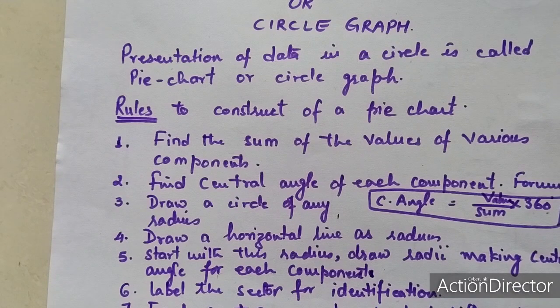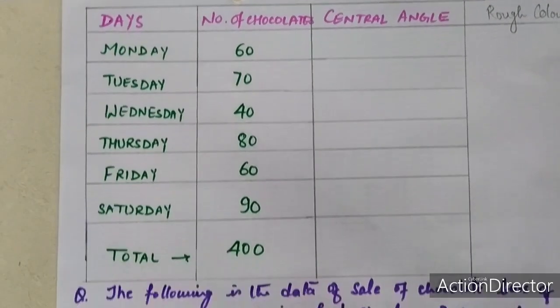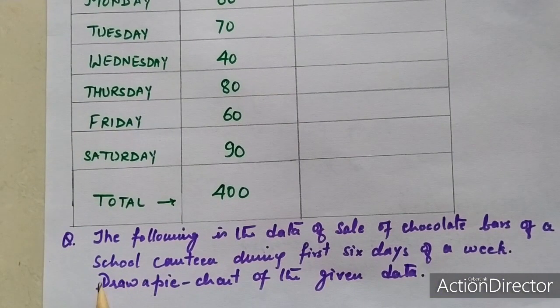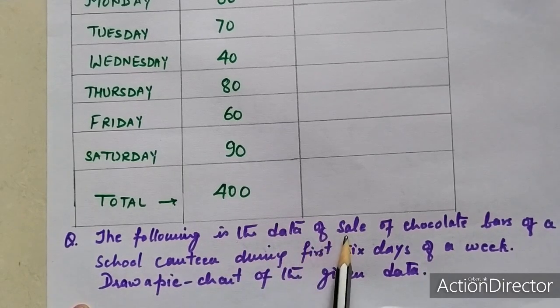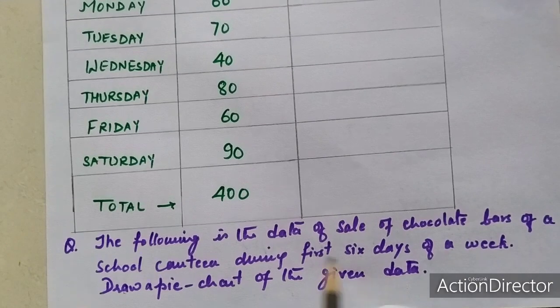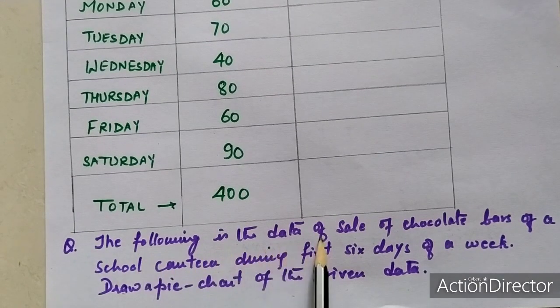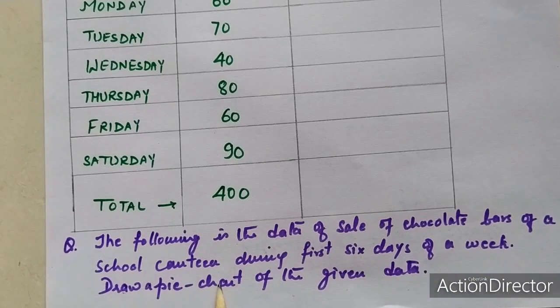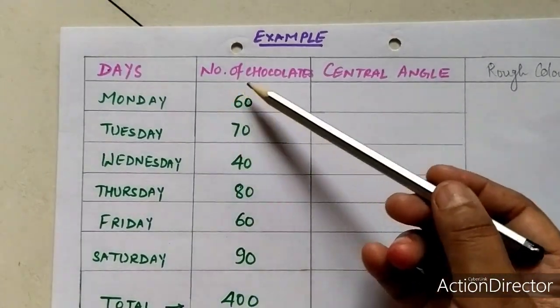So let me explain with one example. The question I have written here: the following is the data of sale of chocolate bars of a school canteen during the first 6 days of a week. Draw a pie chart of the given data. Once again I am reading. The following is the data of sale of chocolate bars of a school canteen during the first 6 days of a week. Draw a pie chart of the given data. And the question, along with the data, is given.